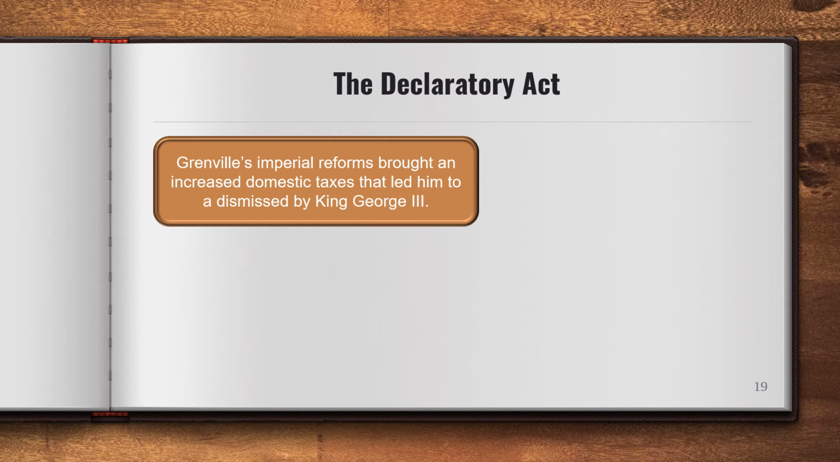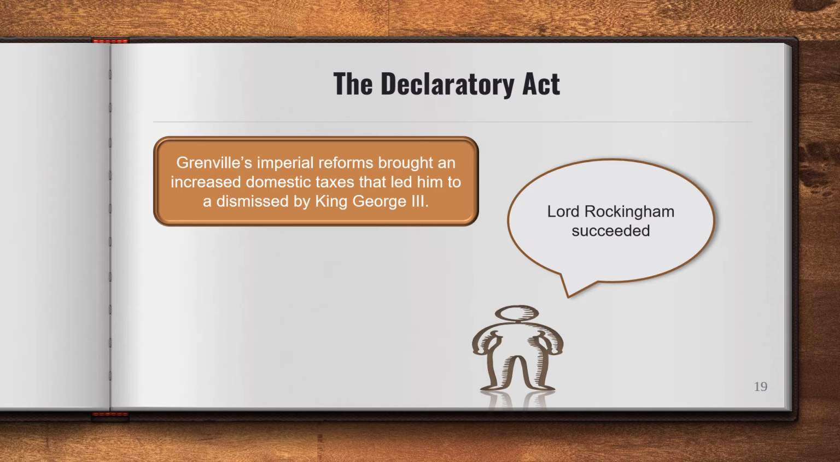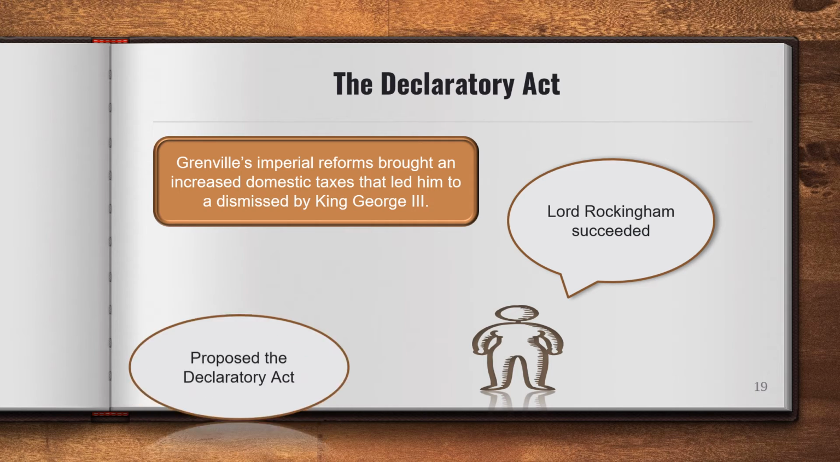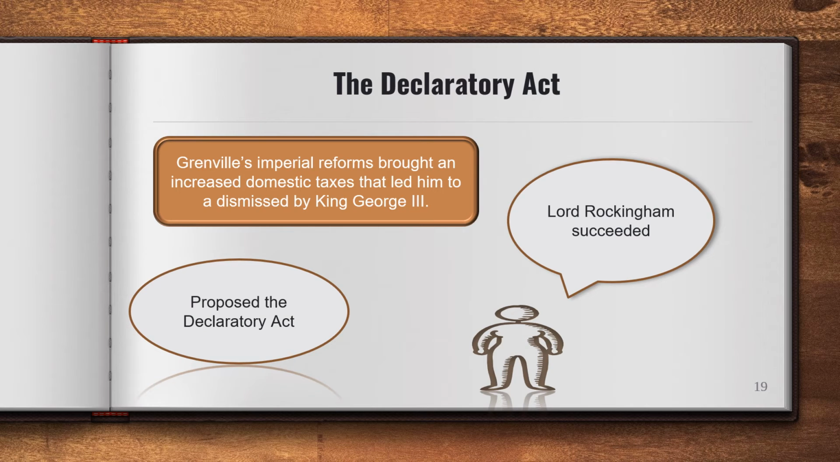Grenville's Imperial reform brought an increased domestic taxes that led him to a dismiss by King George III. British merchants also wanted to repeal the Stamp Act because of the non-importation movement is affecting their business badly. So in March 1766, Lord Rockingham became the new Prime Minister and he repealed the Stamp Act. And in return, he also proposed a declaratory act enable for the Parliament's power still supreme.